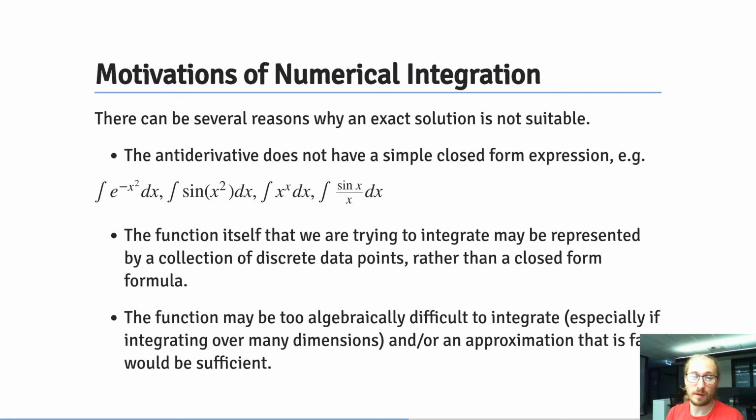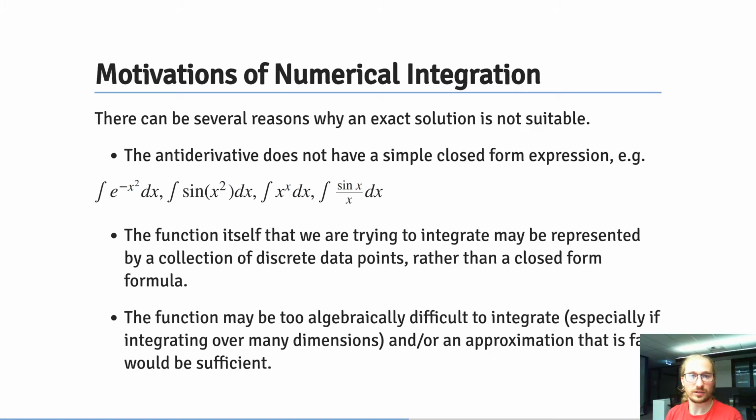Another reason why we might be forced to do this is the function that we're trying to integrate might not be a smooth function, but a collection of data, rather than a closed formula. So for example, you might have some sensor that tells you your current velocity, say every 10 milliseconds, and it is basically collecting a log of all your velocities as a function of time.